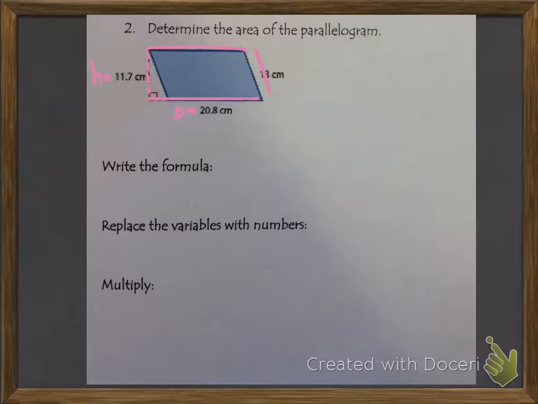So now we write the formula. Our formula is A equals BH, base times height. I want you to replace the variables with the numbers and multiply for our area. Once you get your final answer, you may press play. We are going to check this with our table groups tomorrow. So you're going to replace the variables with the correct numbers. You're going to multiply and then write our final answer. So press pause now and play when you are confident you have your correct answer.